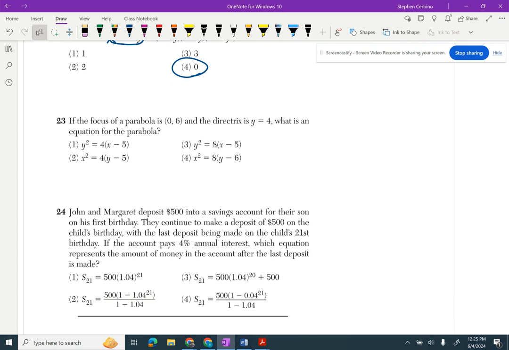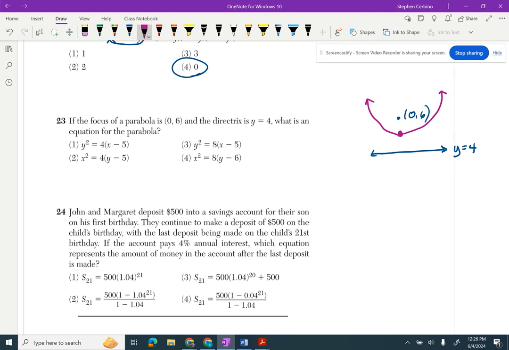Number 23 tells us that the focus of a parabola is (0, 6) and its directrix is y equals 4. Anytime we see the words focus, directrix, we are drawing a sketch. So I'm going to put the point (0, 6). I'm going to put the line y equals 4, which would be below that because 4 is smaller than 6. And then I know my parabola is going to have a vertex in between that point and that line, and it's going to open up.